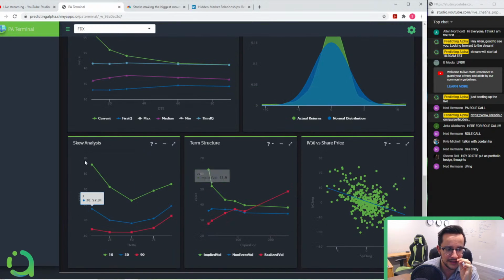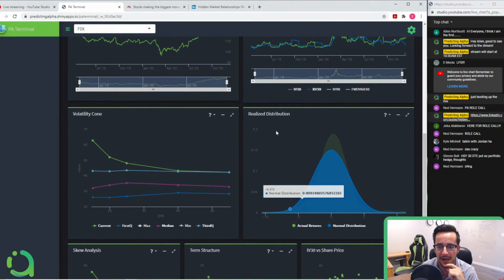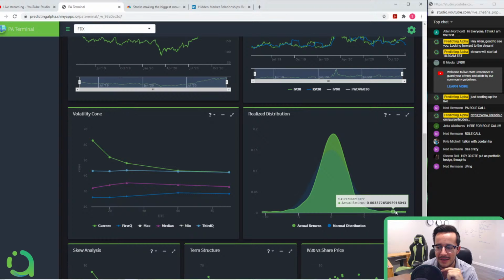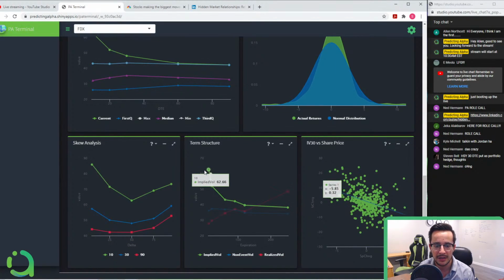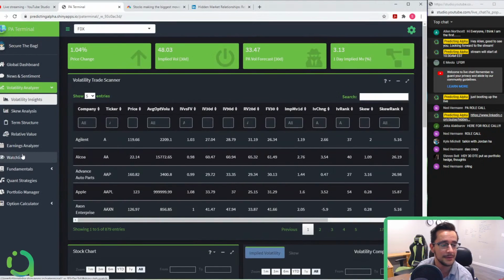Taking a look at the skew analysis, we can see that there is a huge call skew and put skew. Looking at our realized distribution, we can see that we do get the occasional outlier, but it's highly unlikely that we're going to see this huge pop. So we can see that implied volatility is extremely high right now, but as we move out into the future, it does taper off, which leads me to think maybe there's also an event that we need to be aware of.